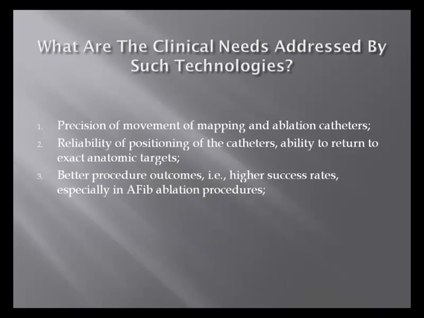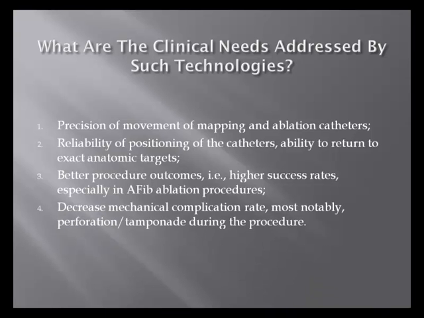Better procedure outcomes. We hope for higher success rates, particularly in the 800-pound gorilla, which is the rhythm called atrial fibrillation, which is by far and away the most prevalent rhythm disturbance that we have to deal with, especially as the population here and in Western Europe ages. About 60 or 70% of the ablations I do now are for atrial fibrillation. Decreased mechanical complication rate, most notably perforation of the tissue of the heart. Imagine you're pushing a relatively stiff catheter right now and delivering heat energy at the tip of it. There is a 2 to 3% incidence of actually poking a hole in the heart when we do this.